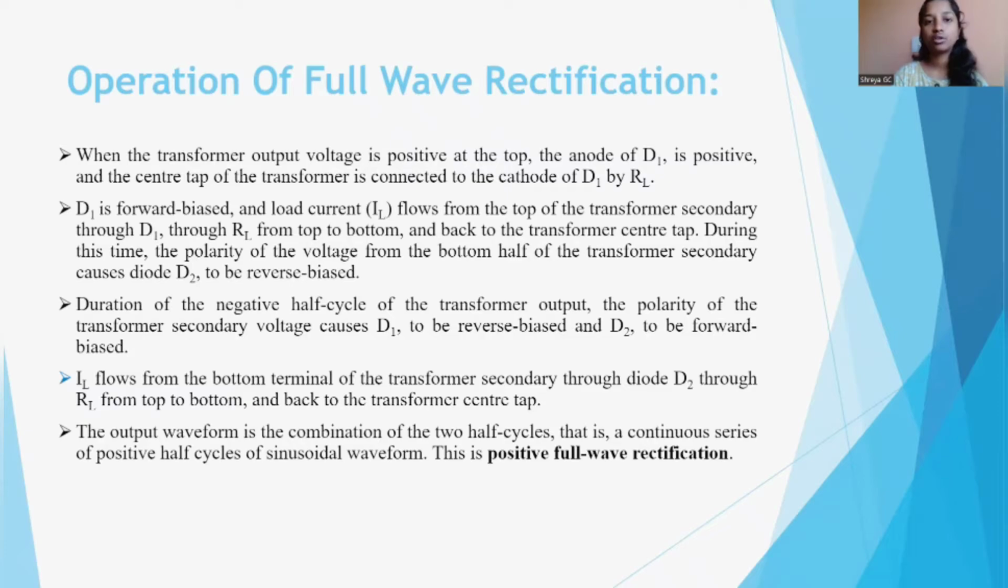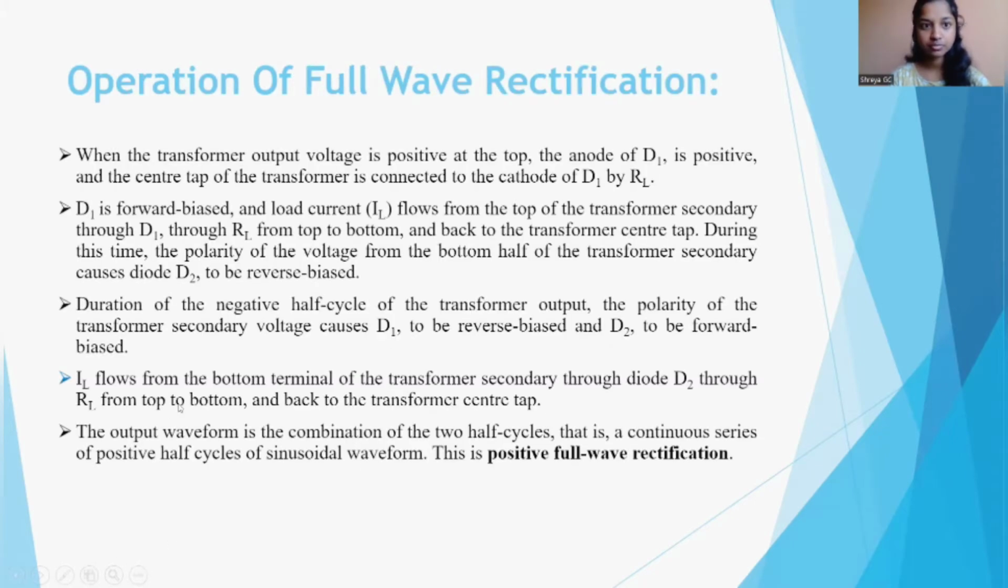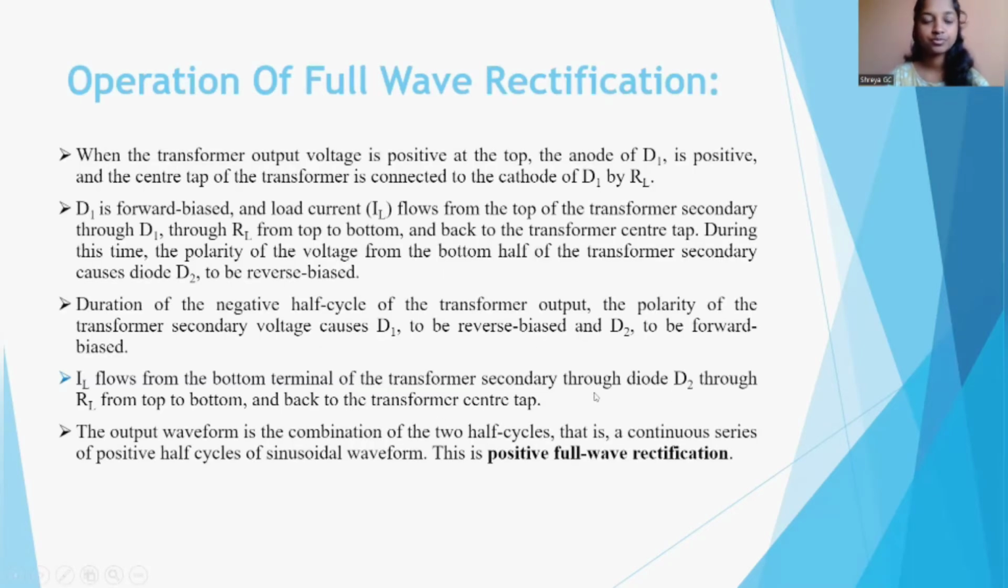Now, the operation of full wave rectification. When the transformer output voltage is positive at the top, diode D1 is positive and the center tap of the transformer is connected to the cathode of D1 by RL. Here in the previous diagram, we have seen that D1 is present at the positive anode and transformer T1 is present. And here RL, the load resistance, is present.